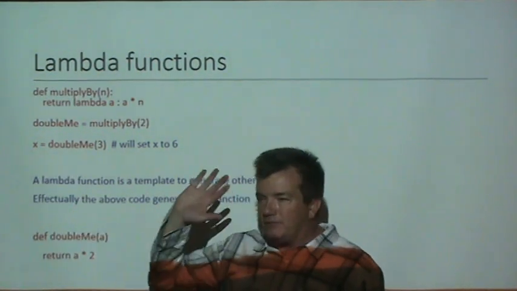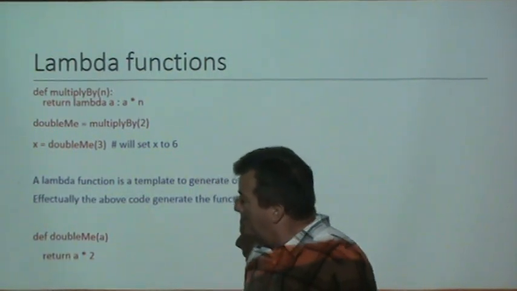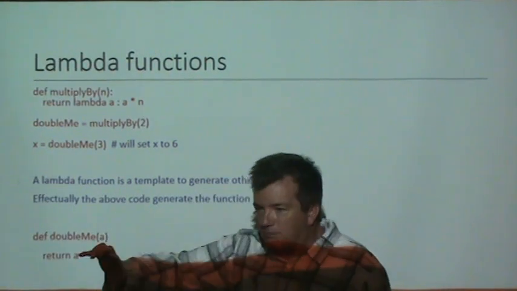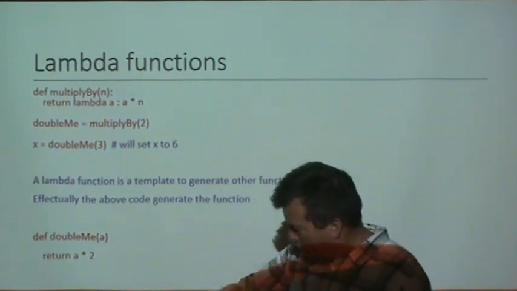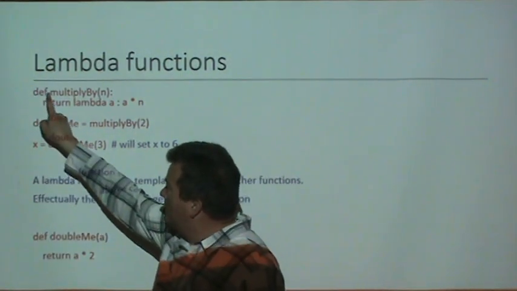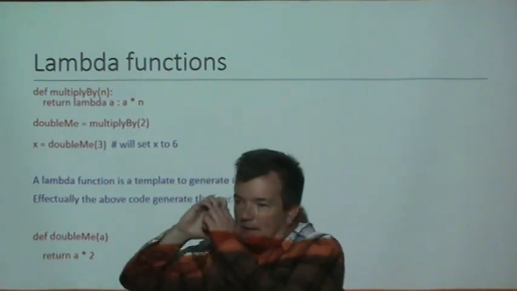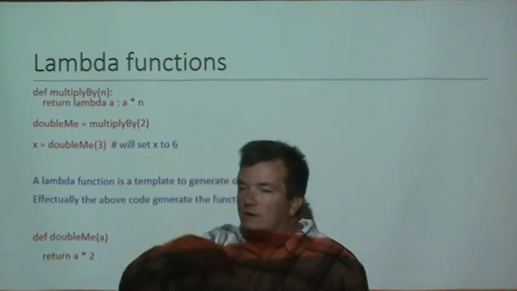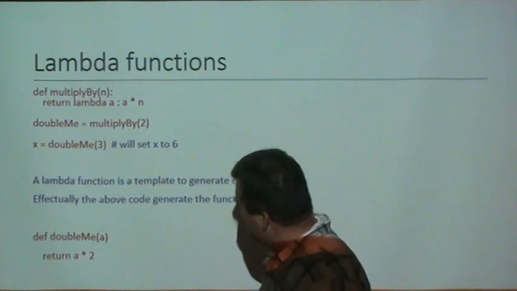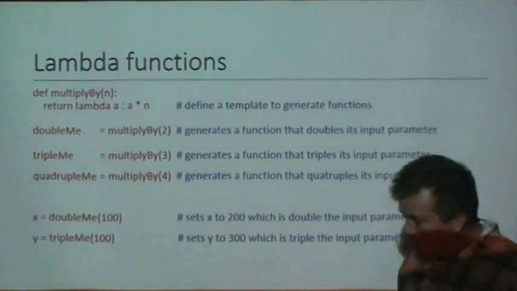So suppose I wanted that. Then suppose I wanted another function called triple me and quadruple me. I could write this over and over and do cut and paste and make a triple me, quadruple me, and so on. But the other thing I could do is I could write a lambda function, define multiplied by, take in a number, and spit out a function. You tell me what you want to multiply it by, and I'll spit out a function that multiplies it by that.